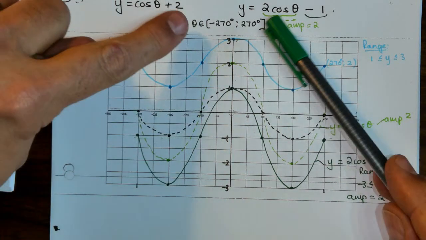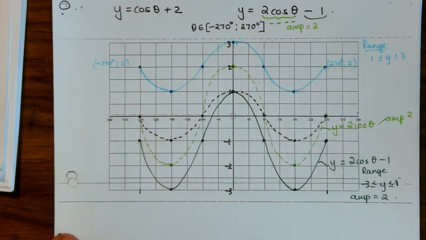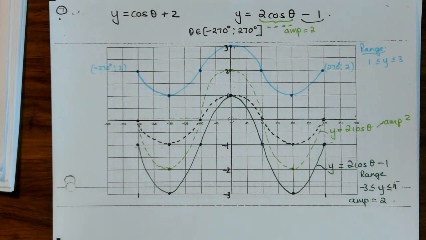And the domain over which we drew these curves was minus 270 to 270. Okay folks, I hope that helped you. We're now going to change a bit and do the sine and the cosine graphs together in the next video.